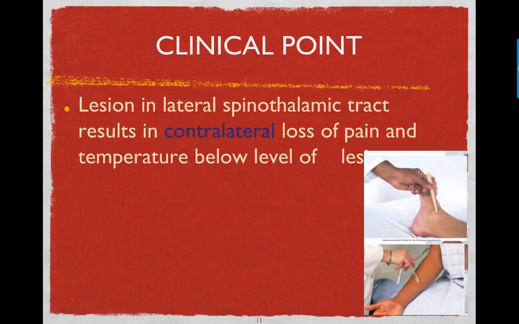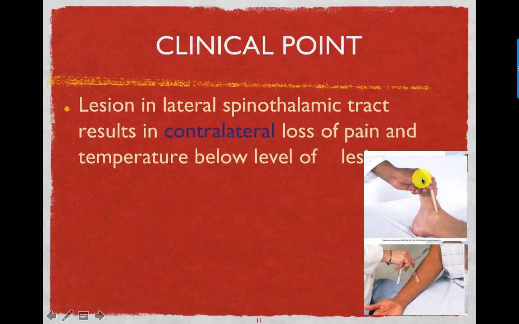Here we have some clinical application which is important for the MCQ. Any lesion in the lateral spinothalamic tract, which is a second order neuron, will result in contralateral loss. Why contralateral? Because it is the fibers of the second order neuron after the crossing, so the loss will be on the other side. What loss? Loss of the pain and temperature, and where? Below the level of the lesion.